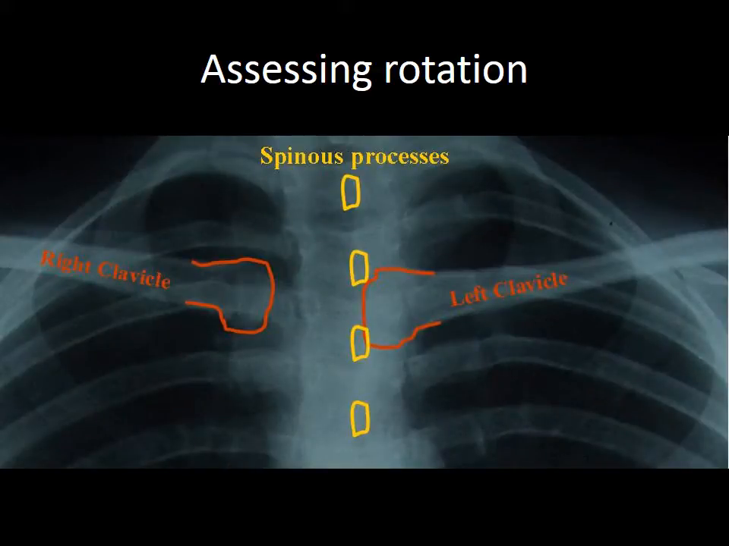If the patient is rotated, then the imaginary line formed by the spinous processes, here shown in yellow, will not lie in the middle of the medial ends of the clavicles. The patient will be rotated in the direction of the furthest clavicle. In this case, the patient is rotated towards their right side.